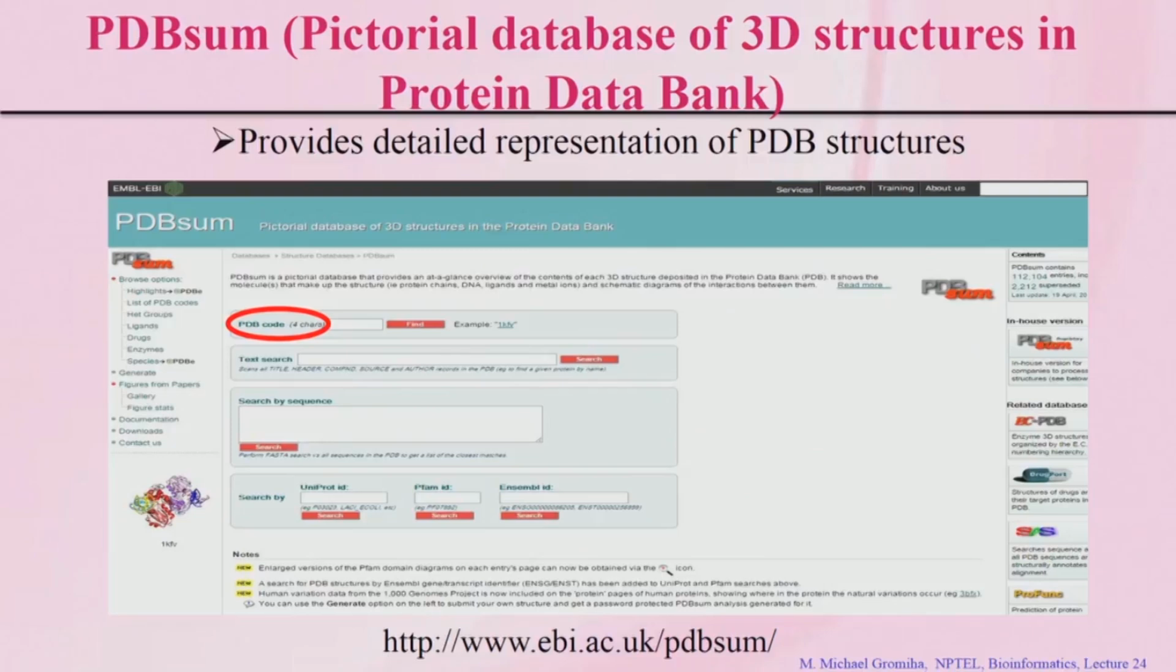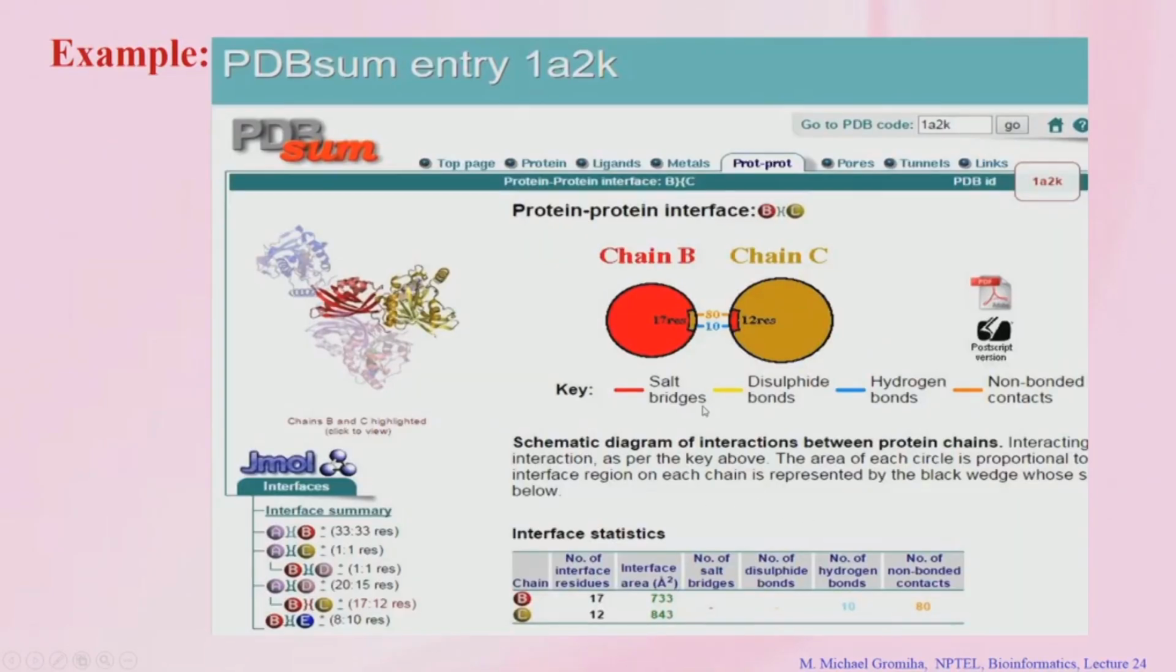For example, this is the website for PDBsum, right. Go to the website and then you can give the PDB ID. If you give any PDB ID here, you give the PDB code, and then if you click the submit button, then search, you will get this type of information. This is for 1A2K, and you can see this is how they represent chains B and C, and how many residues and how many contacts. 70 residues in chain B, 12 residues in chain C, right.